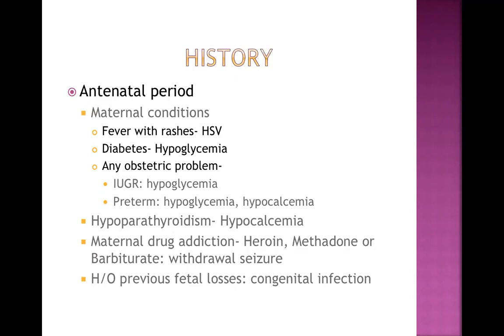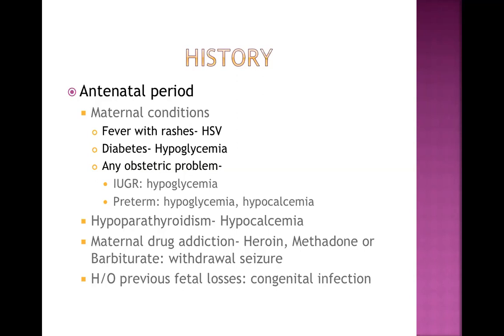Now, regarding the antenatal history, okay, some of the maternal conditions have to be thought of, like fever with rashes. All the time we ask this question while taking the antenatal history. Who knows? The mother may be having herpes simplex virus infection during that time. Okay, maybe rubella infection during that time. Ask about maternal diabetes or gestational diabetes. The baby may suffer from hypoglycemia, and that hypoglycemia may be the cause of seizure. Any obstetrical problem, okay, should be asked.